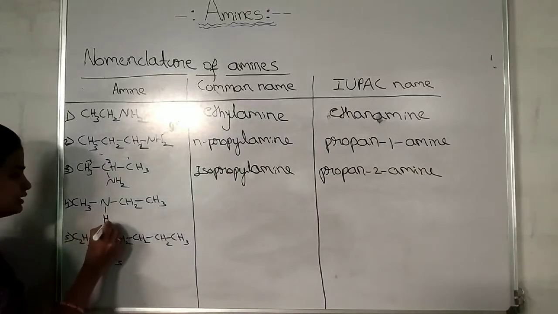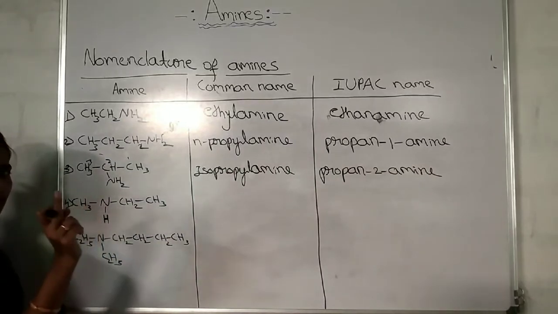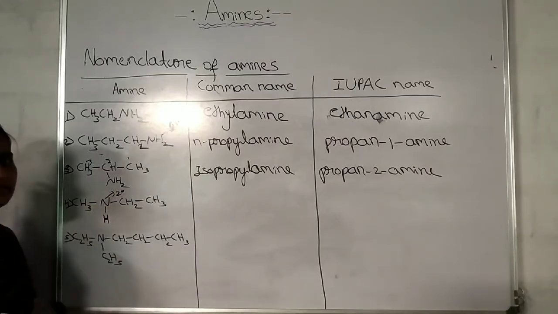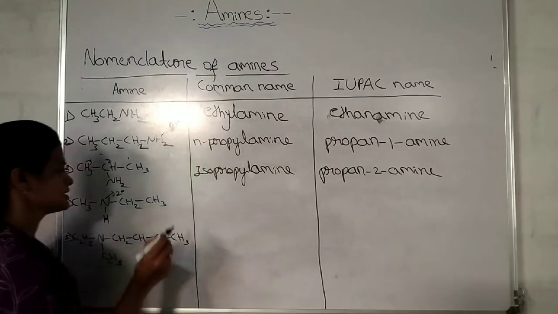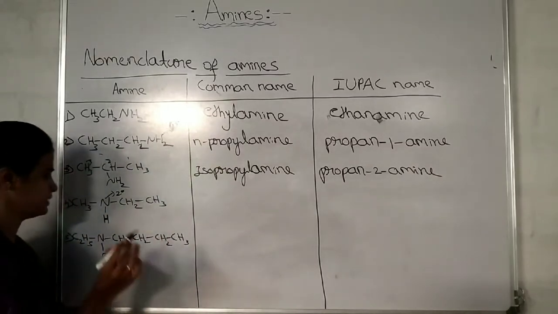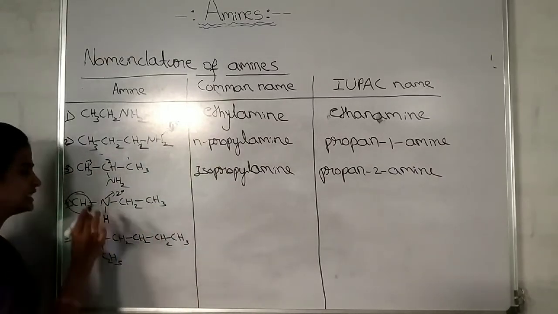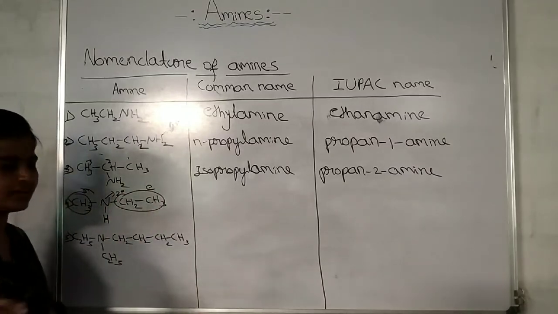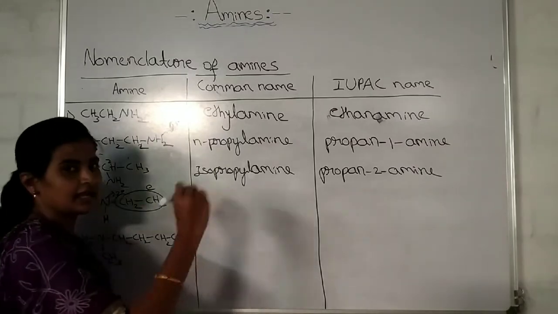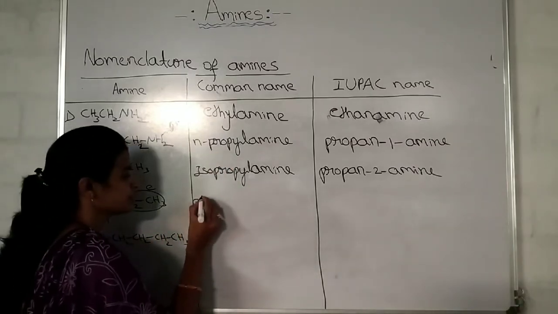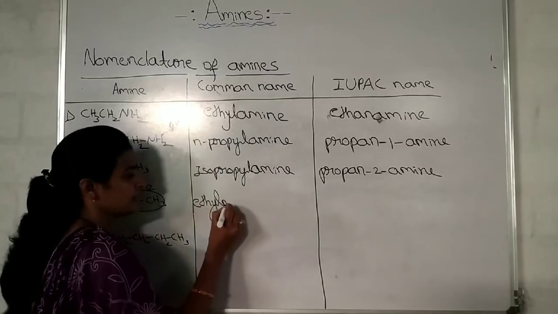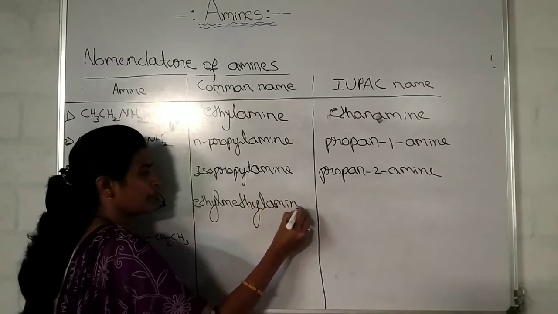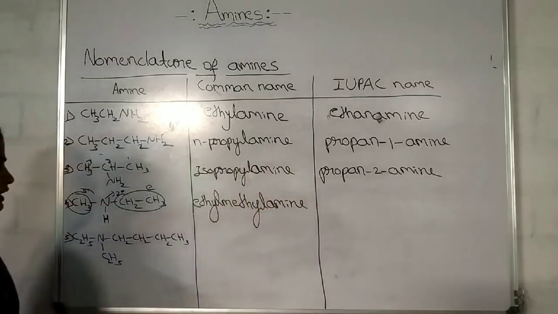Look at the next example. Don't get confused here. With the nitrogen, how many hydrogens are there? One hydrogen. Therefore, it is what? A secondary amine. What is the common name of this? To the secondary amine, two substituents will be there. One substituent is methyl, starts with M. Another substituent is ethyl. Which comes alphabetically first? Ethyl. Therefore, alkyl amine is the common name. That is ethyl methyl amine.